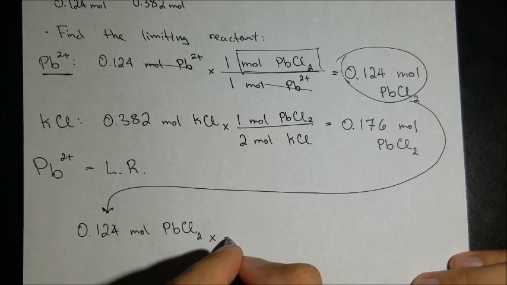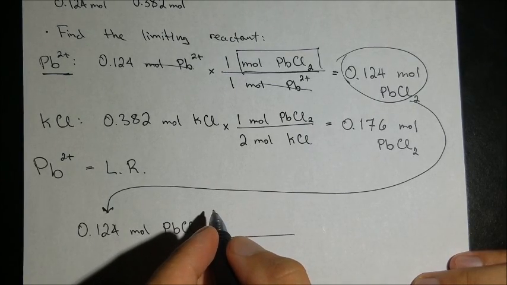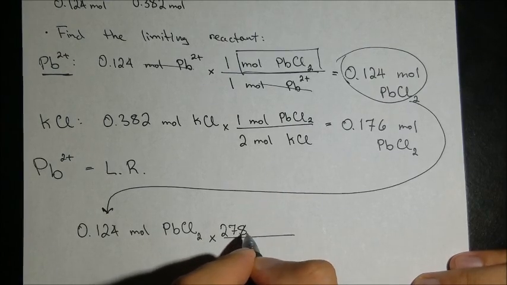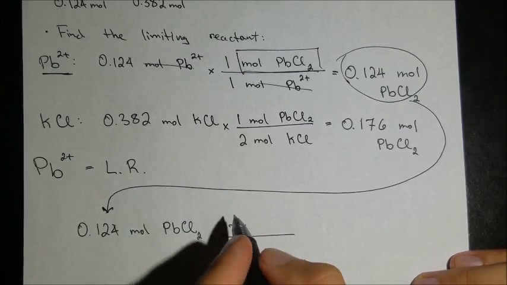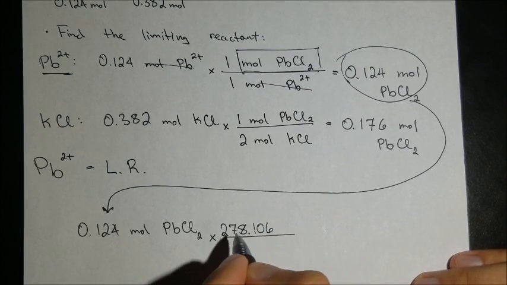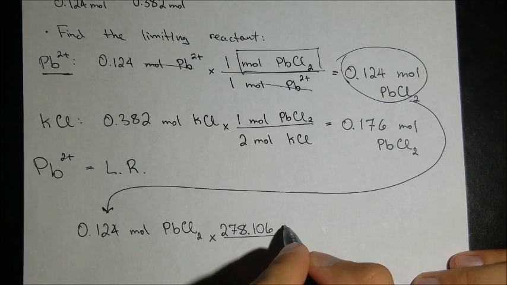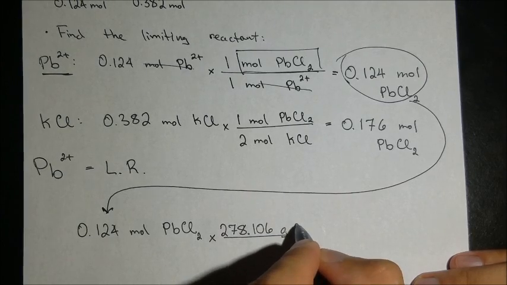And if we're converting into grams, we need the molar mass, or the molecular weight. Both of those terms are used synonymously. So a mole of lead 2 chloride is going to weigh 278.106 grams.